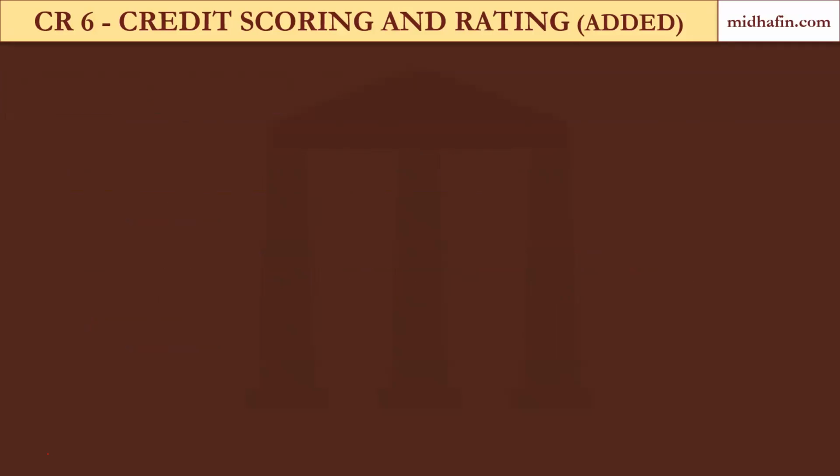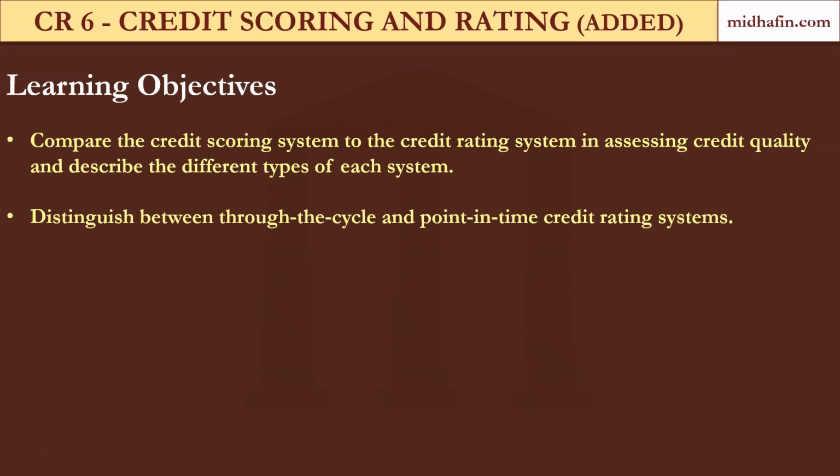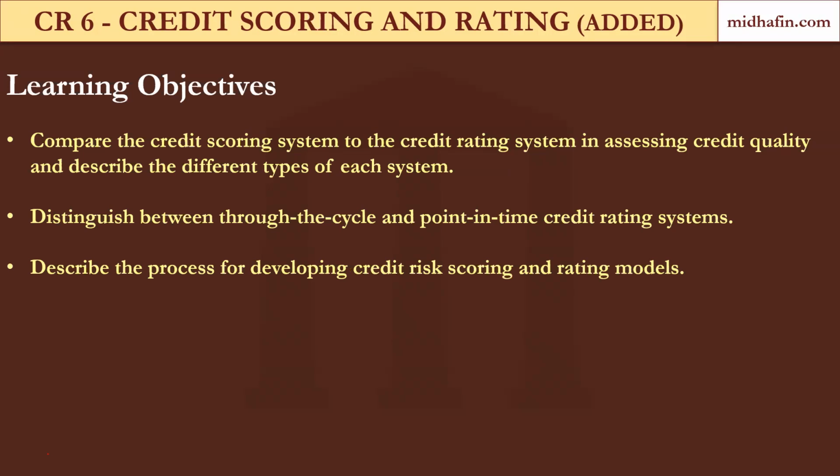You have CR6, a new chapter, credit scoring and rating. It is just before the other chapter, which is on credit scoring and retail credit risk management. The second learning objective, through the cycle and point in time, is very similar to what we have done in Part 1 in one of the chapters in valuation and risk models.